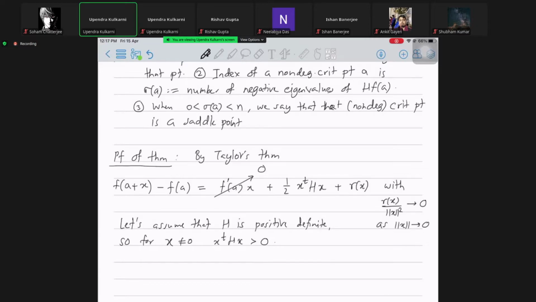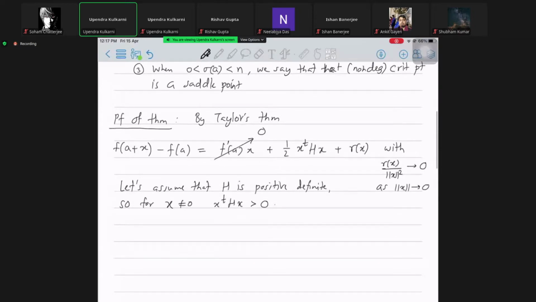So why is that? This is my claim, that x transpose hx divided by norm of x square is greater than or equal to some mu for any x not equal to 0. So can you see where this is coming from?